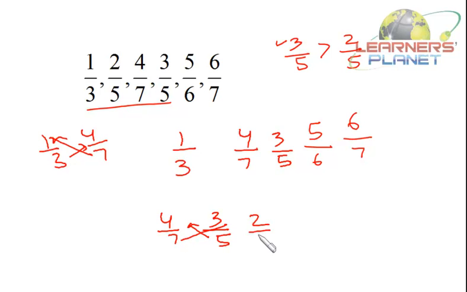Now between 2 by 5 and 4 by 7, it's 14 and it is 20. So 4 by 7 is greater than 2 by 5. So I write 2 by 5 over here. So I got the order as 1 by 3, 2 by 5, 4 by 7, 3 by 5, 5 by 6 and 6 by 7. We have done this comparison, this arrangement so quick, so fast. If you also practice, it will be done even faster.